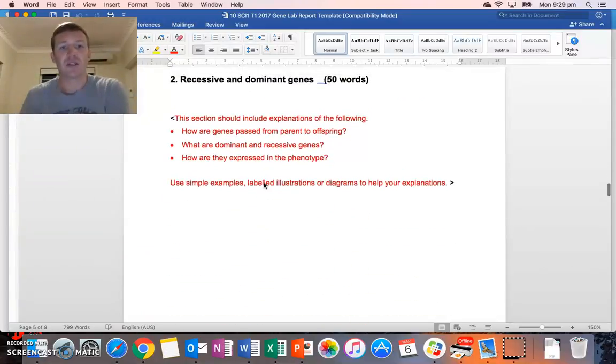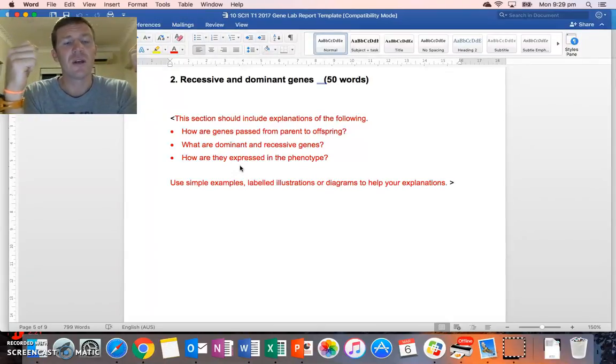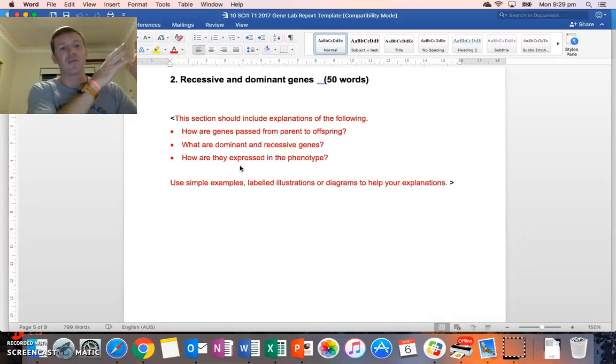The second section is recessive and dominant genes. Again, get rid of this part here. I don't need to see the word limit. You need to leave the title, and then get rid of these. How the genes pass from parents to offspring, what are dominant, recessive, and how they express. So first of all, you need to talk about genetic inheritance. So what is genetic inheritance? How do traits and things get passed from parents to offspring? So you're talking about passing on of genes, how they're passed from parent to offspring.